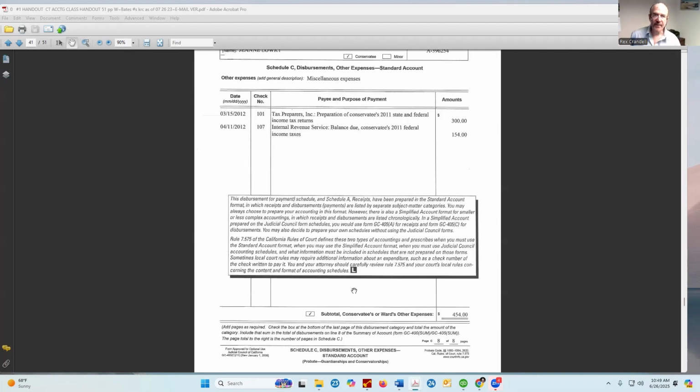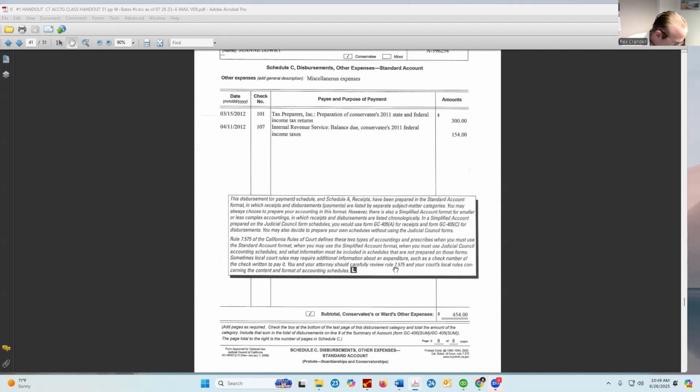Then disbursements, other expense. This is the miscellaneous for the disbursement side of the ledger. Some other costs that might be included in this Schedule C disbursements, other expenses might be court-approved allowance to the ward, household repairs, recreation and leisure for the conservatee, bank, financial expense, postage, pet expenses, basically any other cost for administration.